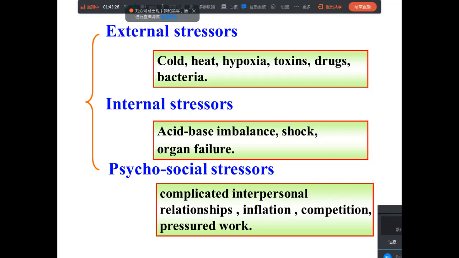Now you know it's okay. You might remember the definition. Stress or stressor is okay. Now you must remember. If you are interested in stress, you can learn by yourself. Understand? Now during the exam, you might remember the definition of stress or stressor.